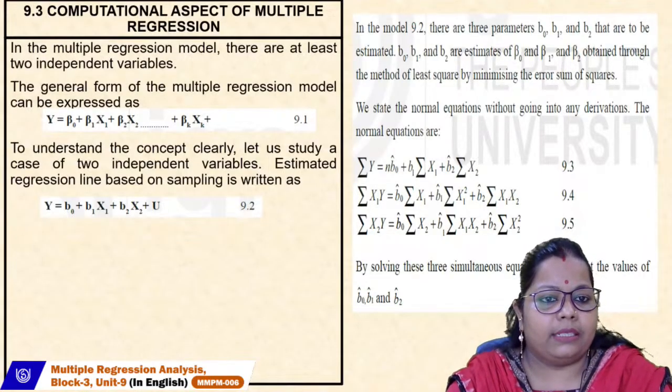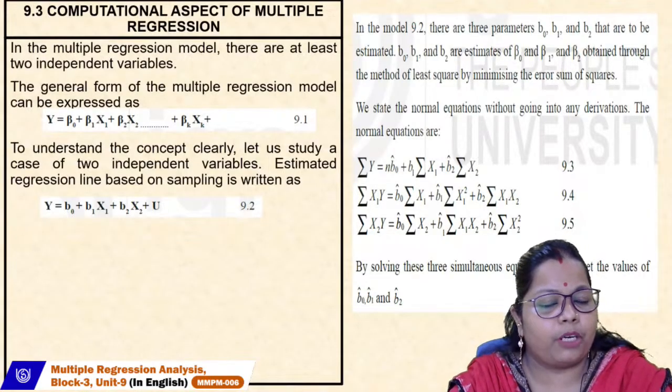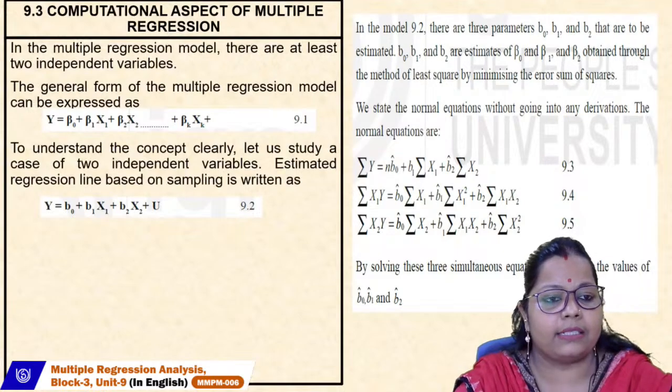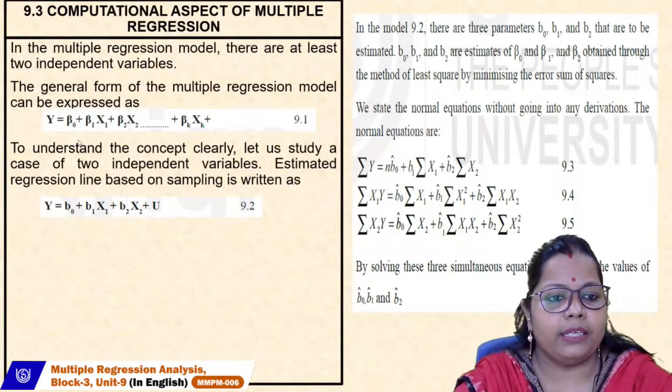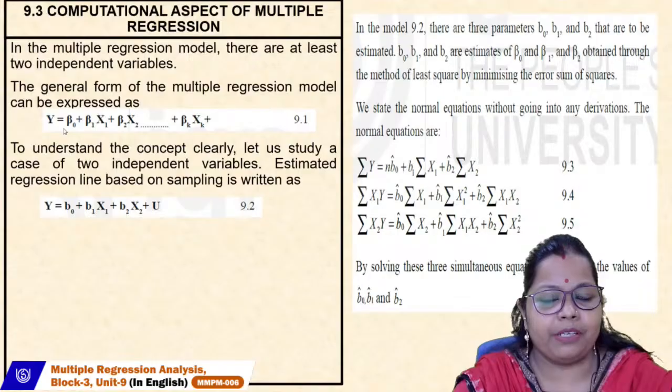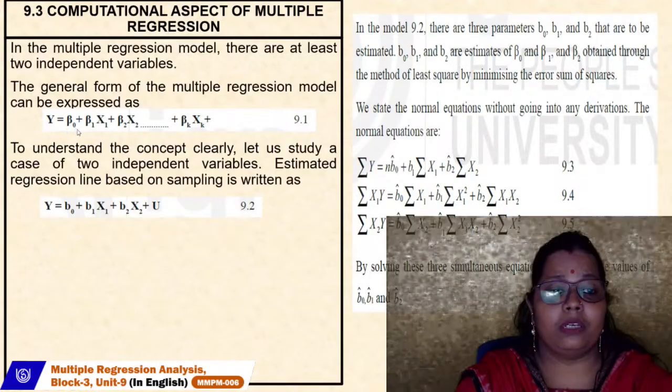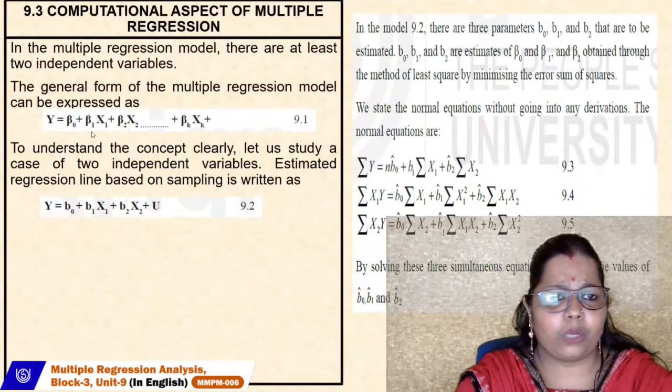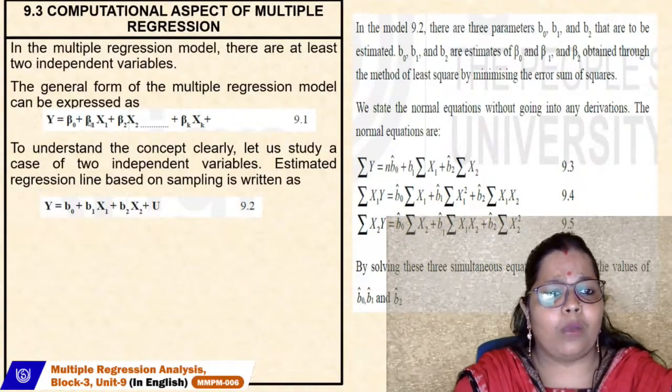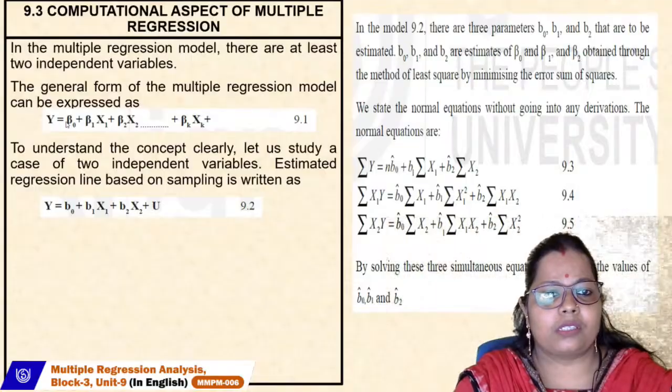Coming to the model of the multiple regression analysis, we can see how many coefficients are there. In the previous chapter, in the linear regression model, we had only beta 0 and beta 1. Only two coefficients were there: one was the slope and the other was the constant.